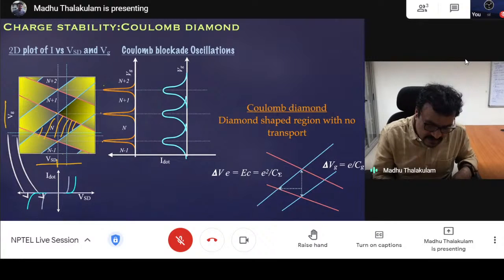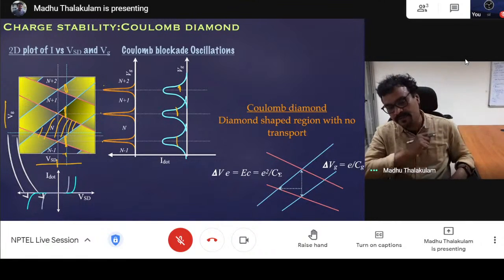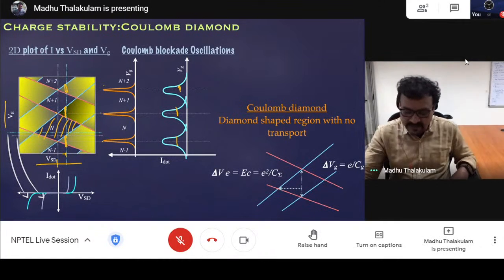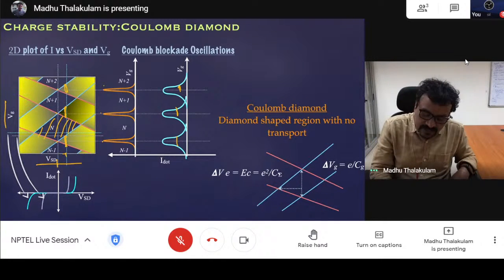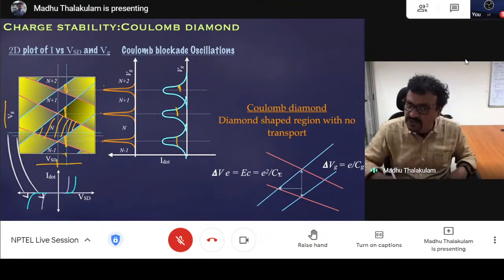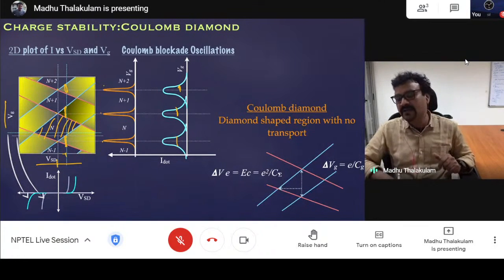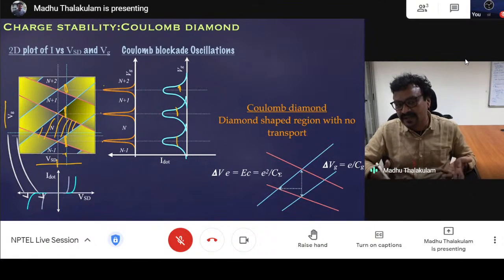But if you increase the bias further, then current will stay on for this window, and that means the Coulomb blockade peak will get broader and broader. And this is a very important plot as far as quantum dot measurements are concerned, because you can get a lot of information on the geometry of the dot. It's interesting because just by measuring current versus voltage, you can calculate the capacitance, you can calculate the size of the dot.